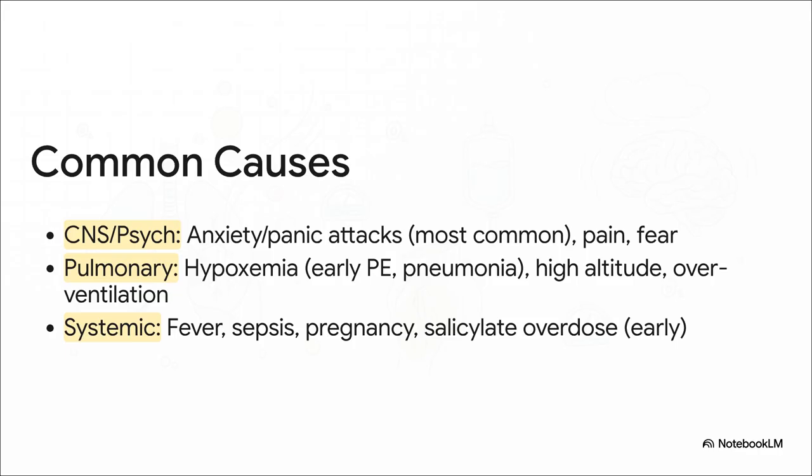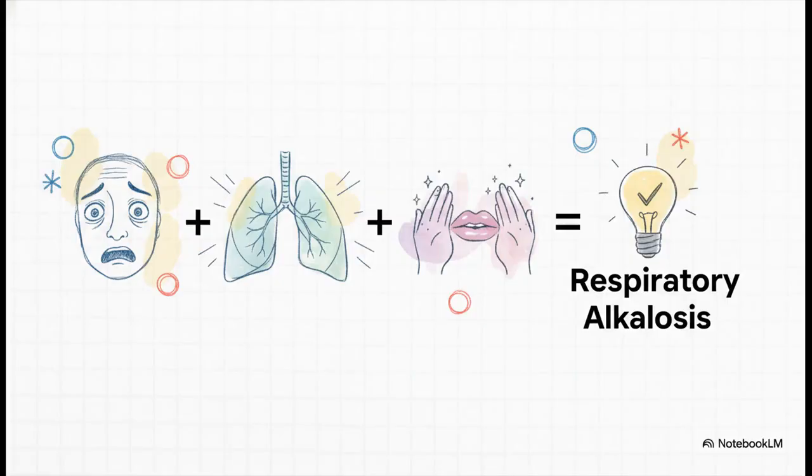But we have to think deeper. Could it be something in the lungs, like an early pulmonary embolism, where the body is just desperate for more oxygen? Or could it be a bigger systemic issue, like a fever or sepsis that's cranking up that respiratory rate? Listen up, because this is a huge NCLEX clue. This little trio of symptoms, anxiety, breathing super fast, and that classic tingling feeling, this is a clinical picture you are going to see over and over again in practice and on your exams. When you see this pattern, your brain should immediately scream respiratory alkalosis.